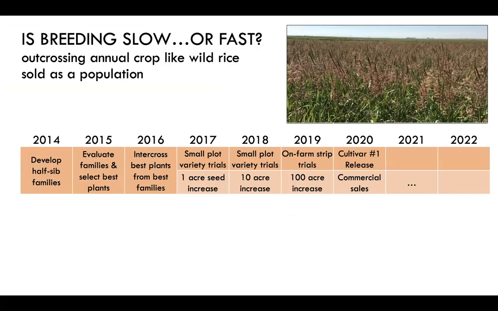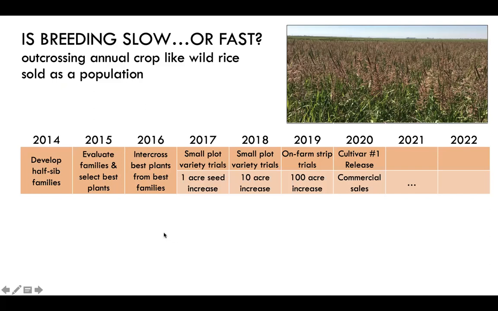All the different breeding programs can be thought of collectively as part of this pipeline. And the question is, and it's always raised, especially when talking about new technologies, is breeding slow or fast? Well, everyone asks, is it slow? I say, is it fast? Well, I'm going to talk about wild rice for a minute. I have a little wild rice program that isn't very large. Wild rice is outcrossed and sold as a population.